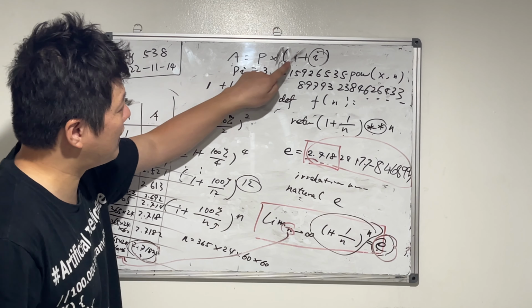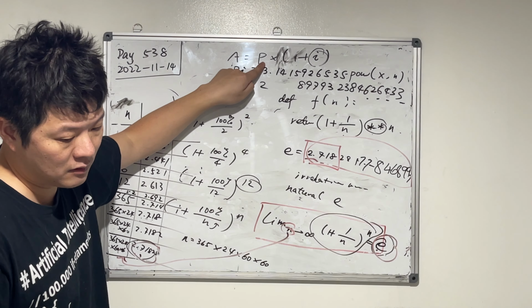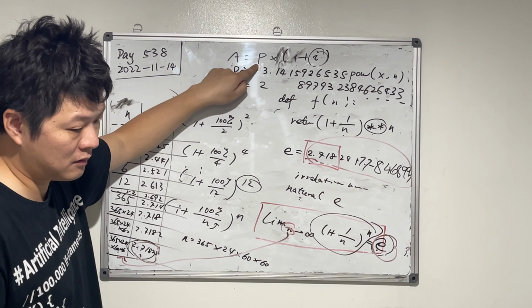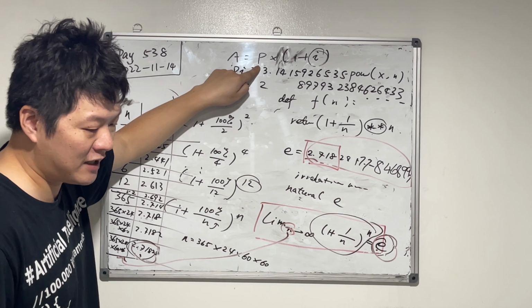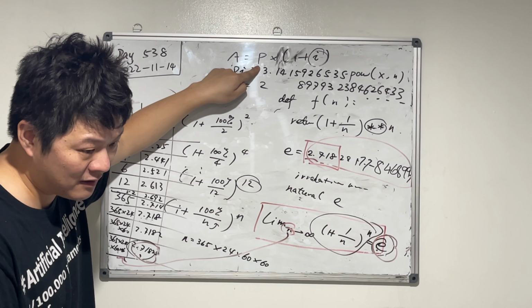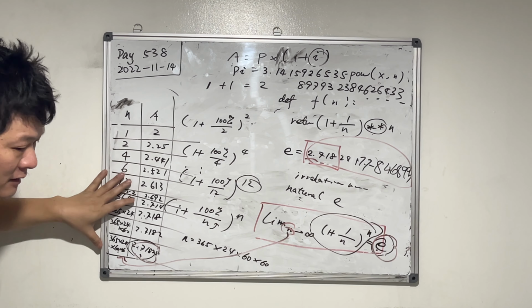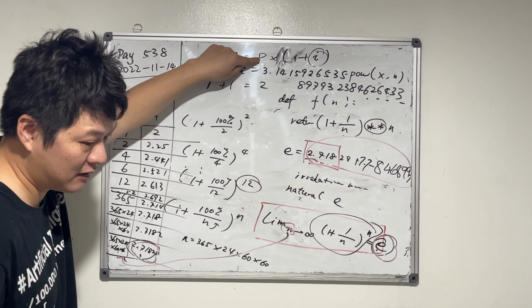A equals P times 1 plus i. What's P? Principal. So after a month, what happened to P? P increases. After 30 days, the P includes the interest you earned in the first month. So that's why the larger the n, the larger the A, because P increases. Make sense?